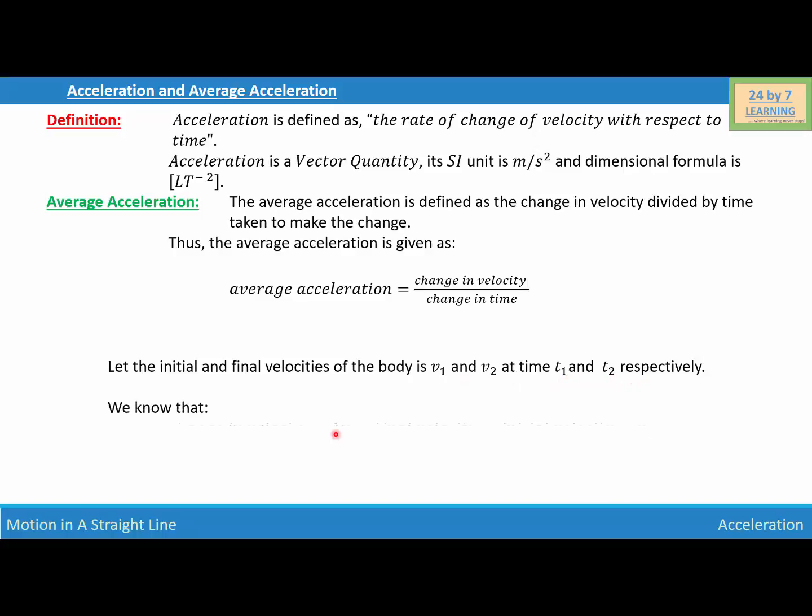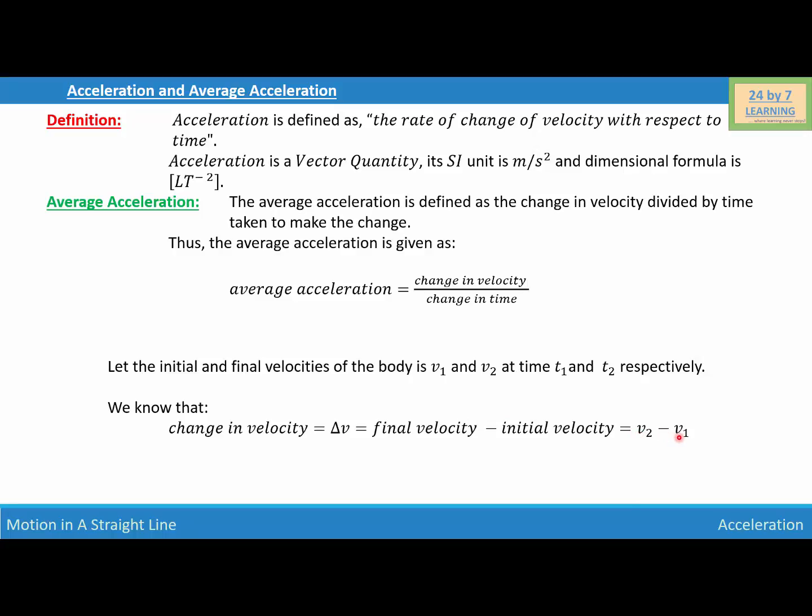Then we know that the change in velocity, delta v, is equal to the final velocity minus the initial velocity. As you can see, the final velocity is v2 and the initial velocity is v1, so we will write v2 minus v1. So the change in velocity delta v is equal to v2 minus v1.